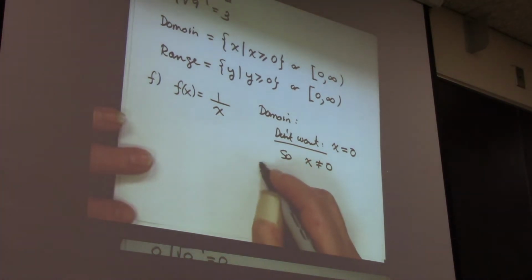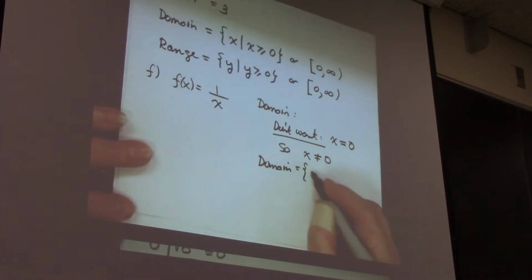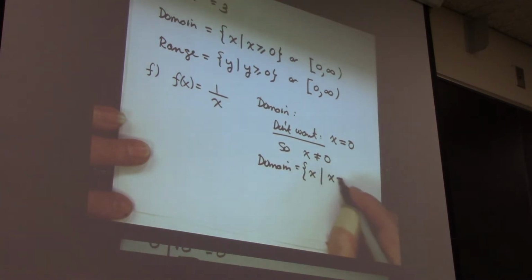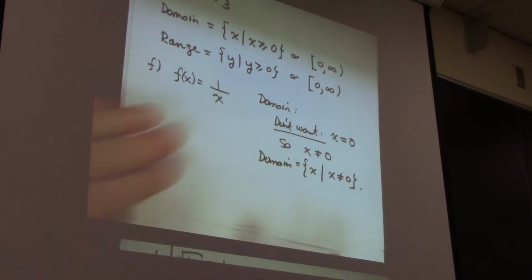And if I want to write my domain in set builder notation, it's the set of all x such that x is not equal to 0. So 0 is the only number that is not in the domain.